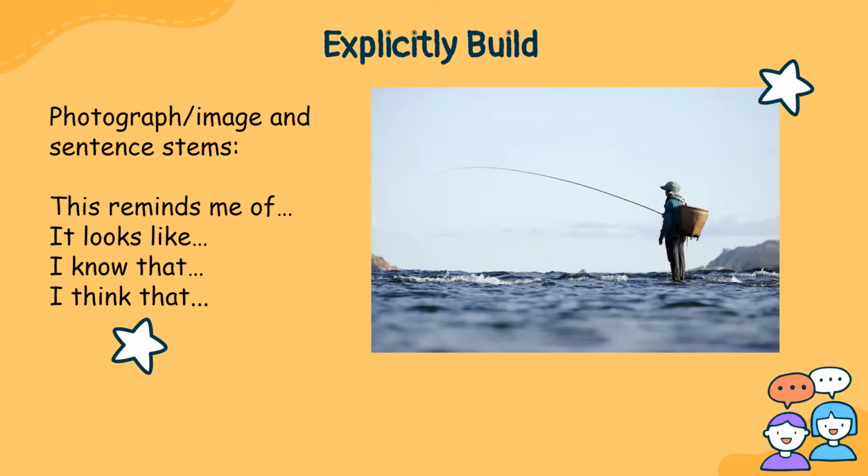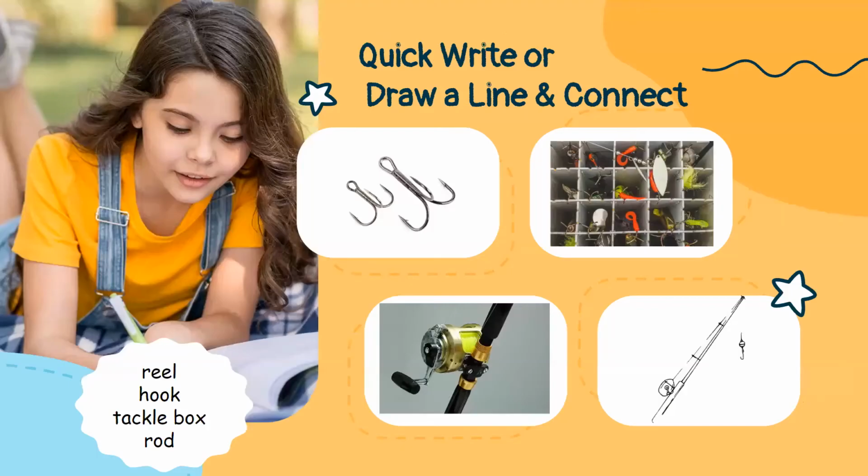This reminds me of, it looks like, I know that, I think that, are a few sentence starters that can help engage your learners. There's ways then you can differentiate the content that's specific to what you're teaching. So if you're teaching about fishing, for example, there are certain language that is specific to fishing. If you're not a fisherman, you might not know these terms. So for your higher level ESL students, using a quick write and having them pick one of the pictures, identify it, and write down what they know is a great way to start.